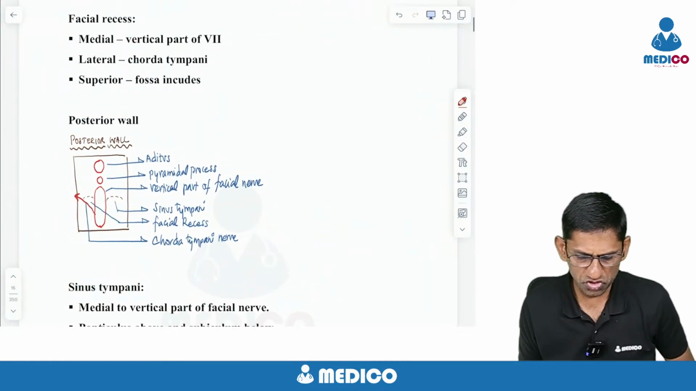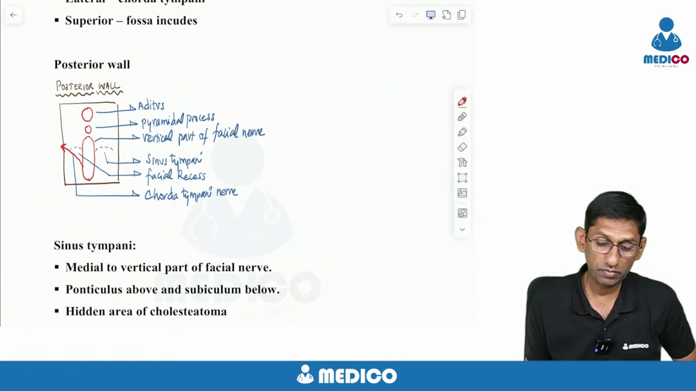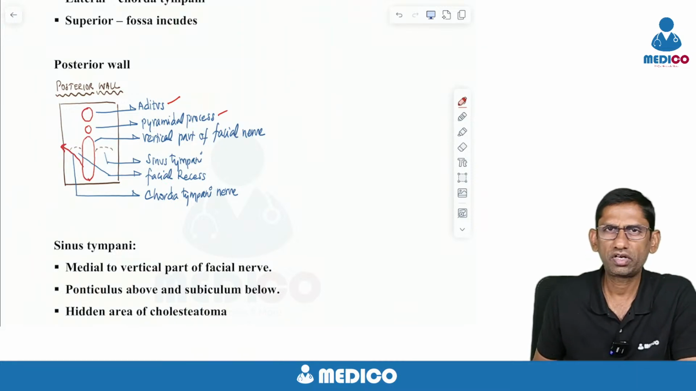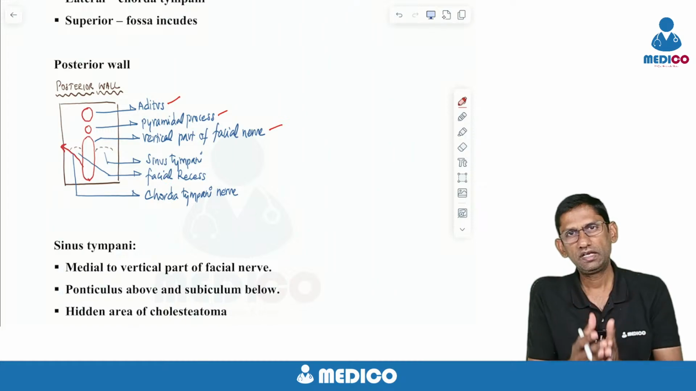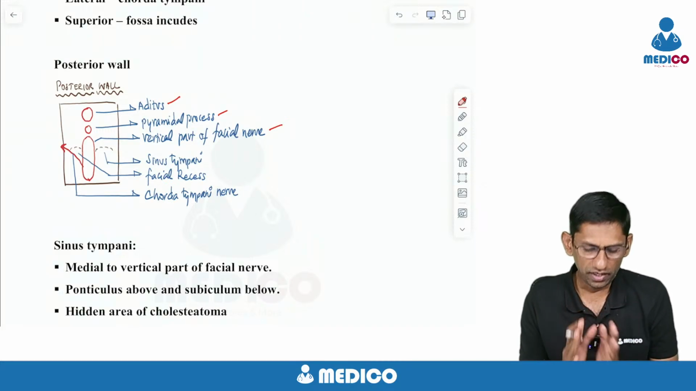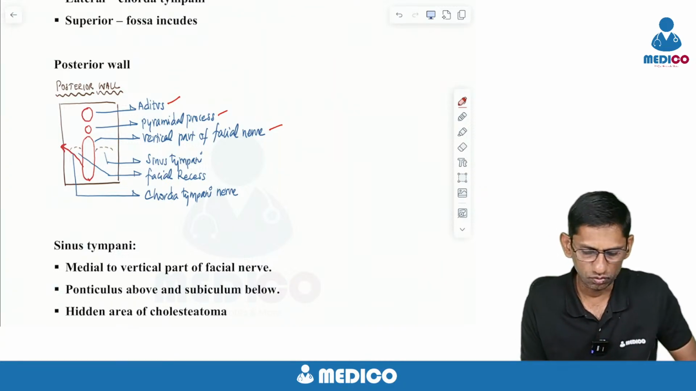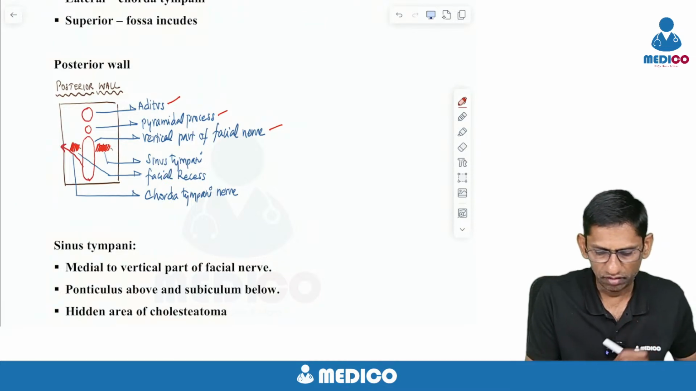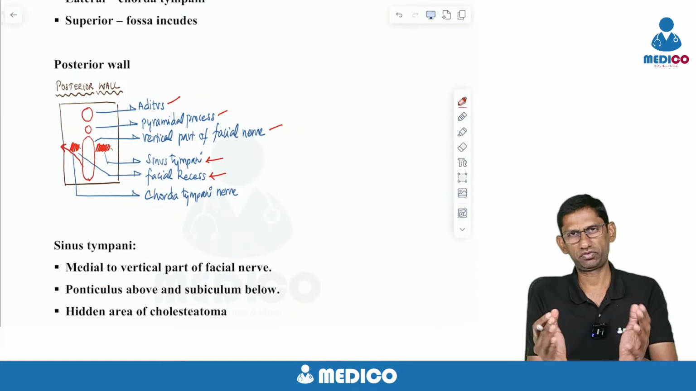Coming to the posterior wall of the middle ear, again the line diagram with the three structures from above downwards: the aditus to the mastoid, the pyramidal process as the second important structure, and the vertical part of the facial nerve as the third important structure in the posterior wall of the middle ear. Here we have two depressions on either side of the vertical part of the facial nerve, on the lateral aspect and on the medial aspect. The depression on the medial aspect is called the sinus tympani, and the depression on the lateral aspect is called the facial recess. A shallow depression will be present.